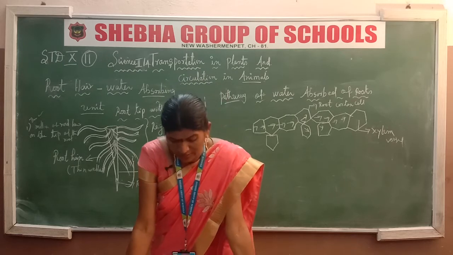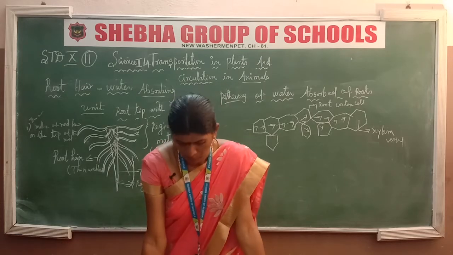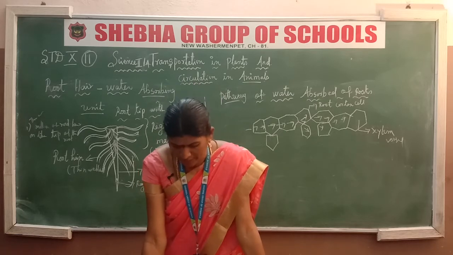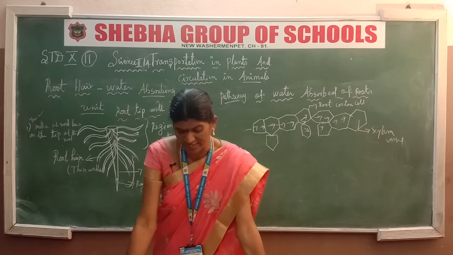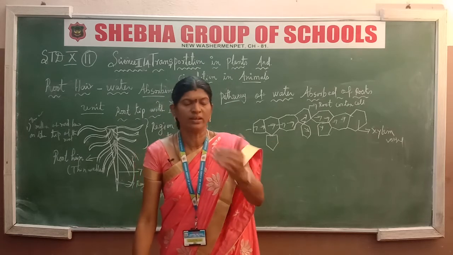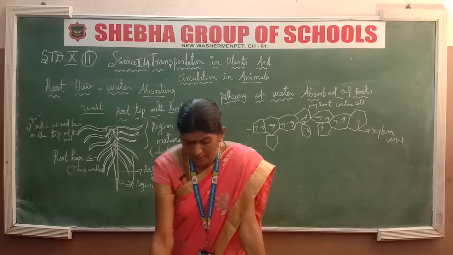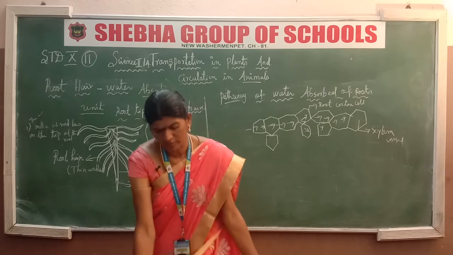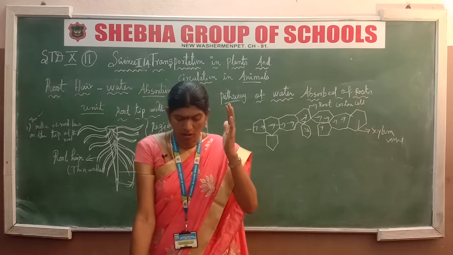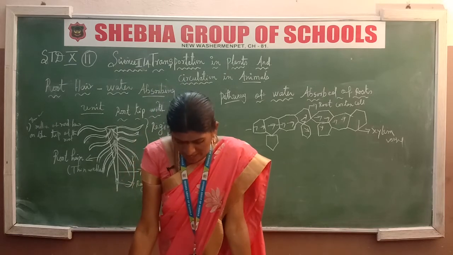The stomata are open in the daytime and closed at night. The opening and closing of the stomata is controlled by the guard cells. What are the guard cells? When water enters the guard cells, they become turgid and the stomata open. When the guard cells lose water, they become flaccid and the stomata close.